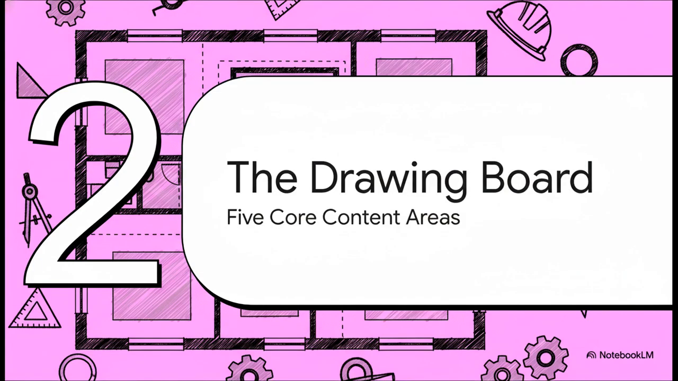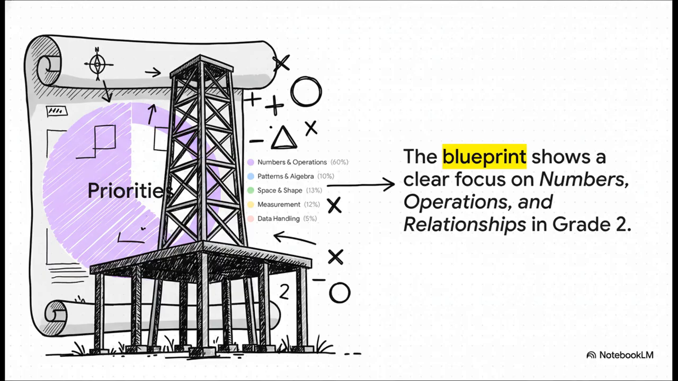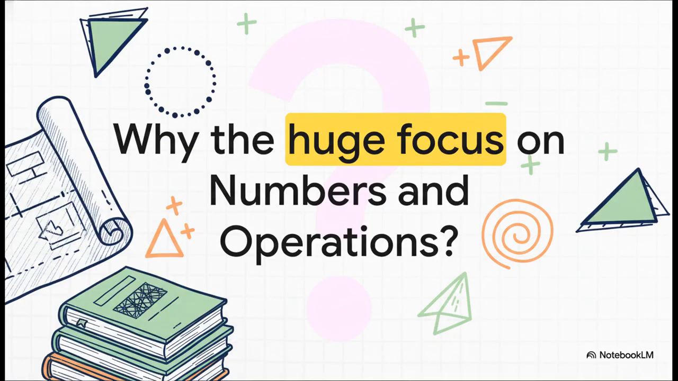All right, so with that vision in mind, let's head over to the drawing board. Section 2 is where we look at the 5 core components of our blueprint. You can think of these like the different rooms in the house we're building. Each one has its own special purpose. Whoa, okay, now this chart tells a story all by itself, doesn't it? Just look at that huge 60% slice for numbers, operations, and relationships. I mean, it's impossible to miss. The blueprint is practically shouting at us that a deep, rock-solid understanding of number sense is the main load-bearing wall for all of foundation phase math. It's that important.